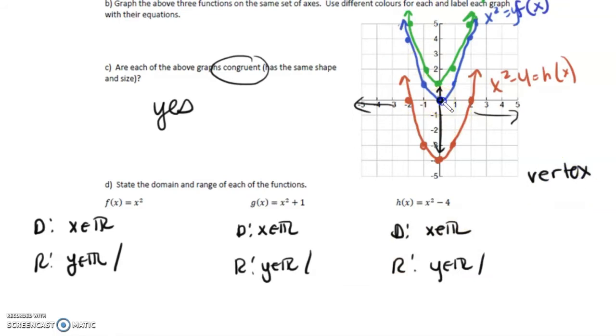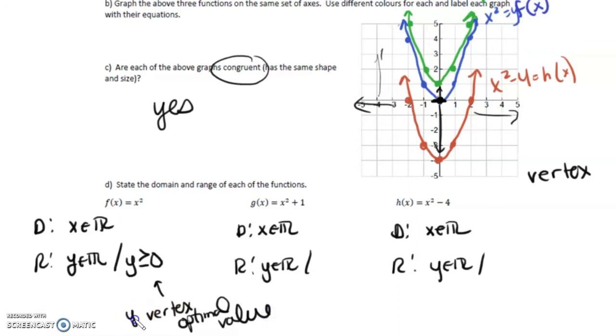Okay, so on the vertex of the original one, we're at y equals 0, and then our parabola opens up. So y is greater than or equal to 0. Okay, remember this is our k value of the vertex. This is our optimal value. Okay, so like the y of the vertex. Now, if we take a look at the second one, the vertex is at a y value of 1. So y is going to be greater than or equal to 1. And if we look at the red one, our y value is at negative 4. So y is greater than or equal to negative 4.